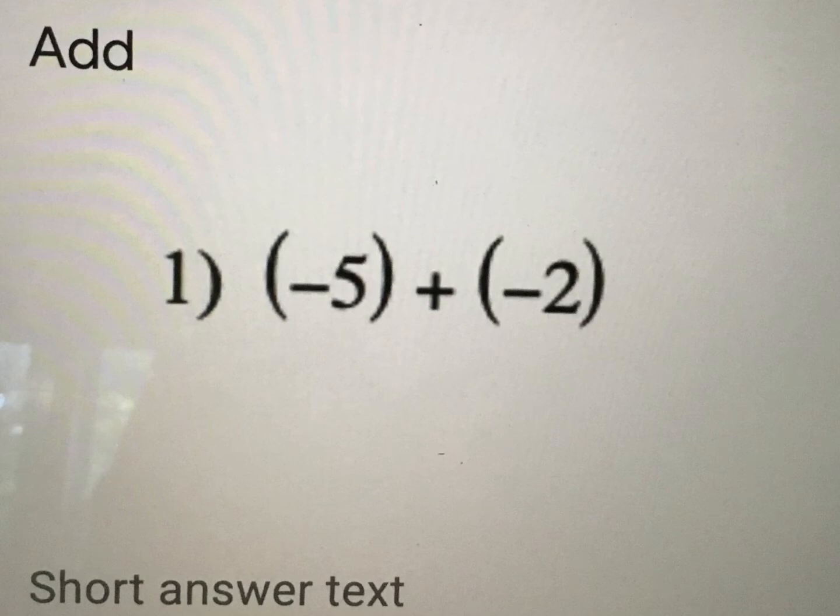Hi mathematicians! In this video we are going to continue what we started yesterday, adding two negative numbers together. And remember from the previous video that it's helpful to think about it in terms of a model.